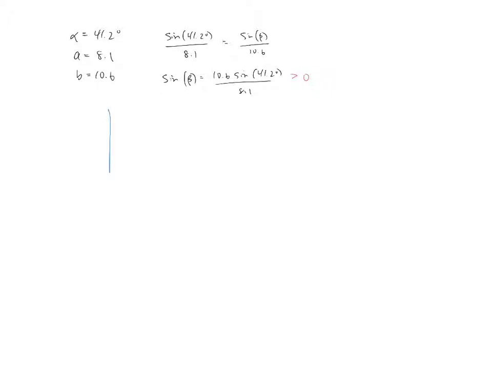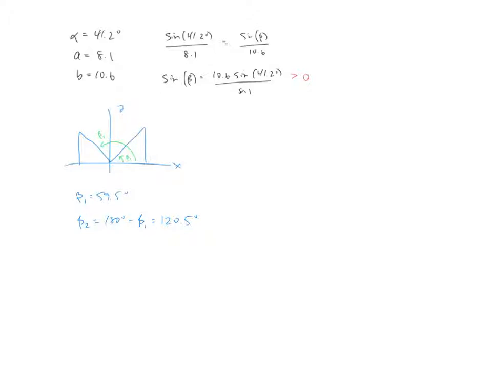So now we're left determining which of these angles, beta 1 or beta 2, possibly both, possibly neither, are going to work. Inverse sining this, that's going to give us a beta 1 of 59.5 degrees, and beta 2 would be 180 minus beta 1, which would be 120.5 degrees. So now it's decision time.